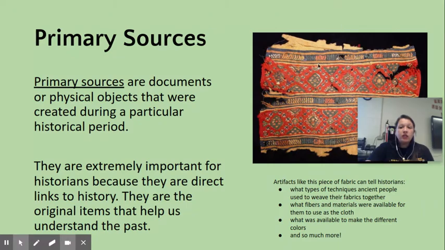So when you look at a source like this piece of fabric over here, this is a primary source. It's from ancient Egypt, and it can help a historian answer questions like what techniques different people used to put their fabrics together, the different materials they had, and the different plants they had available to make dyes. All of those things help a historian understand not just the fact that they had fabric, but all the different parts of their culture and their resources that go into making the fabric.